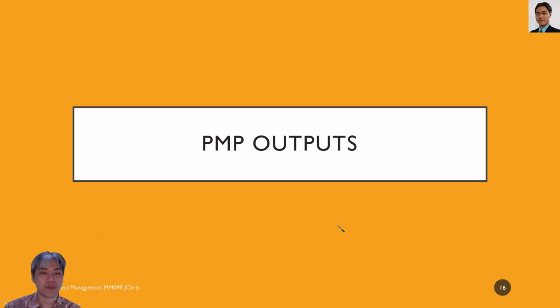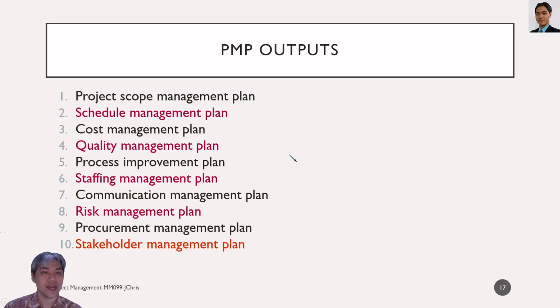Now, let's see the PMP outputs. The PMP outputs are the project scope management plan, schedule management plan, cost management plan, quality management plan, process improvement plan, staffing management plan, communication management plan, risk management plan, procurement, and stakeholder, which in turn can become inputs for the PMP revisions.